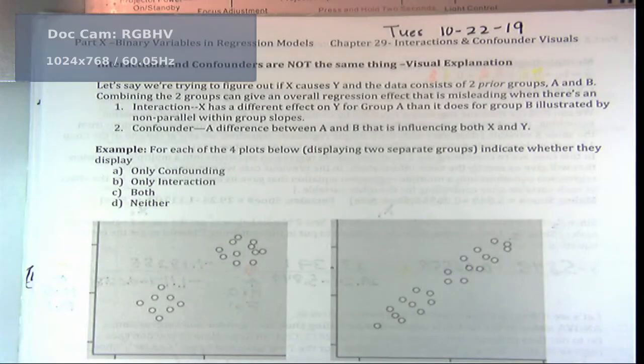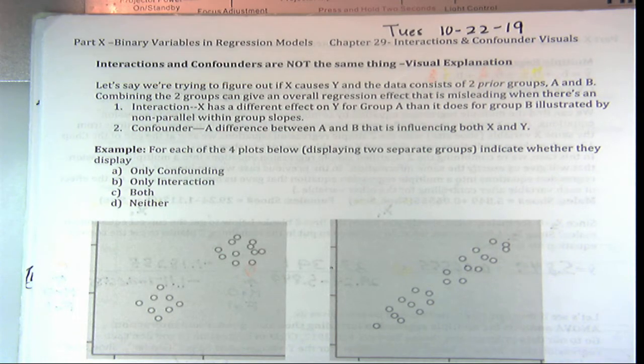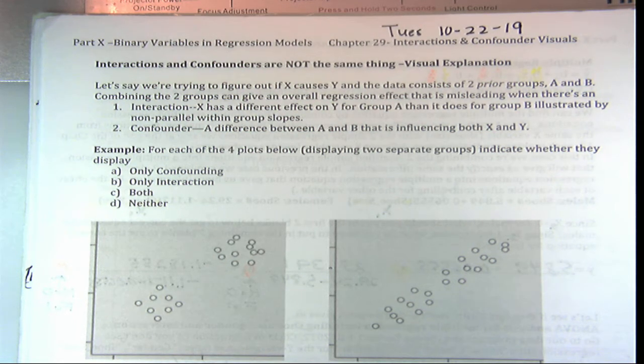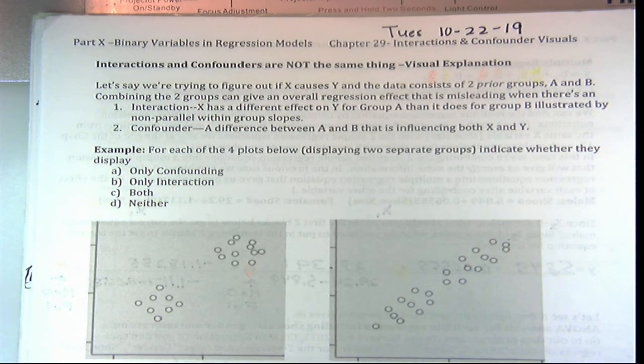And we're going to start on page 141 today. It was the last page in chapter 29 here. And we were talking about interaction terms and confounders, and they're both pretty complicated, and I thought a visual might help show you how they differ. They're not the same thing. So hopefully this will make sense to you.